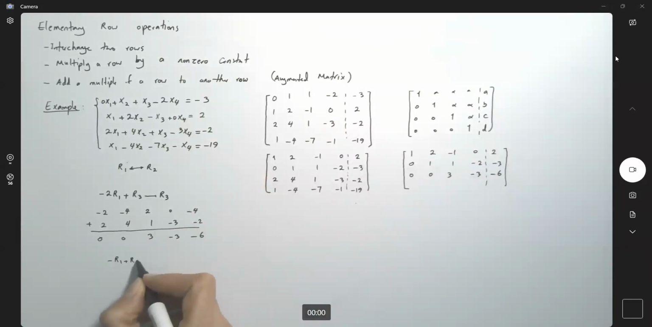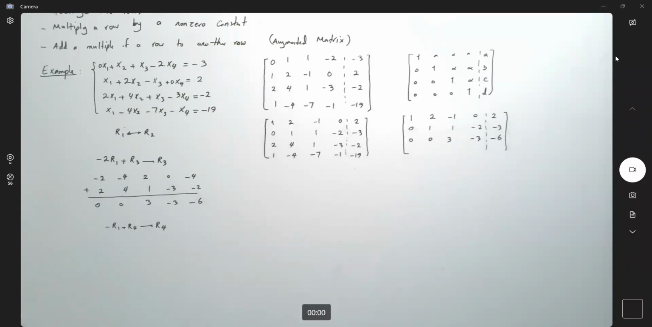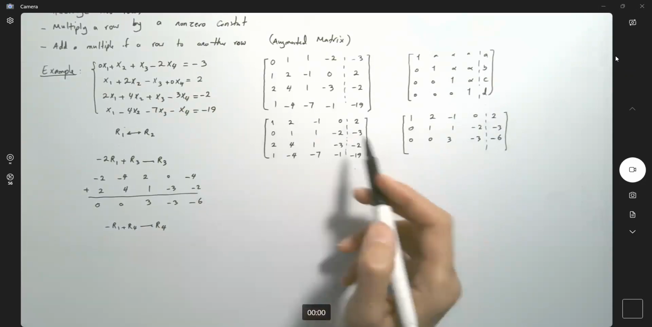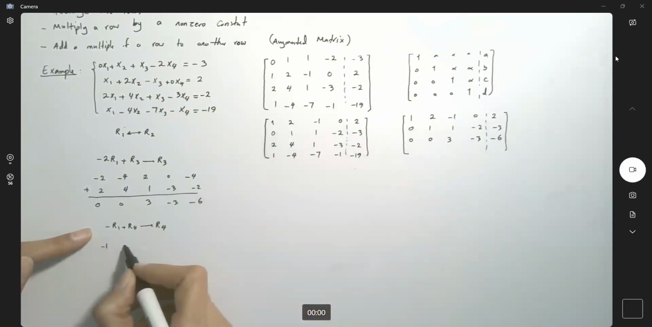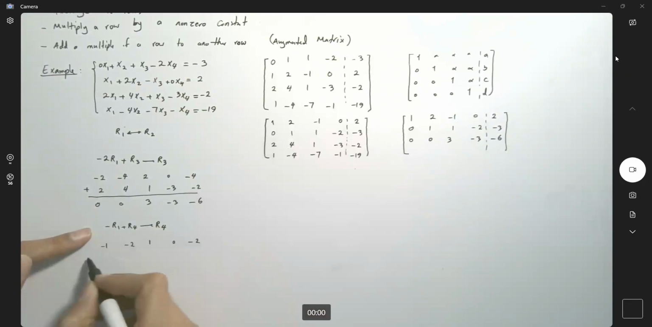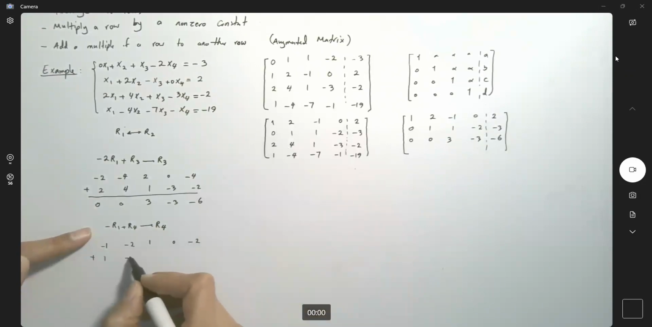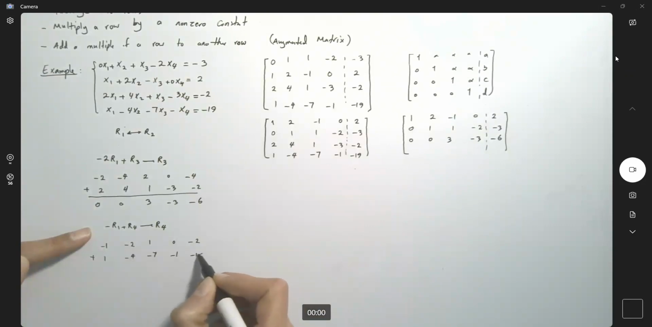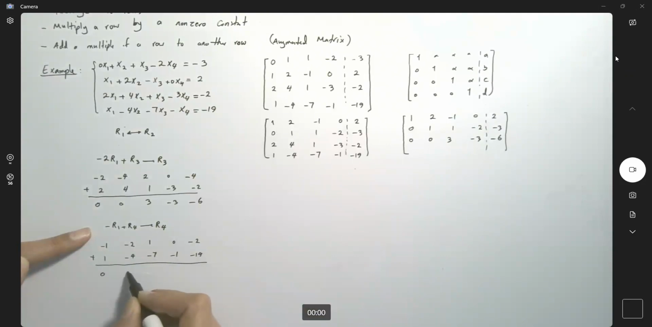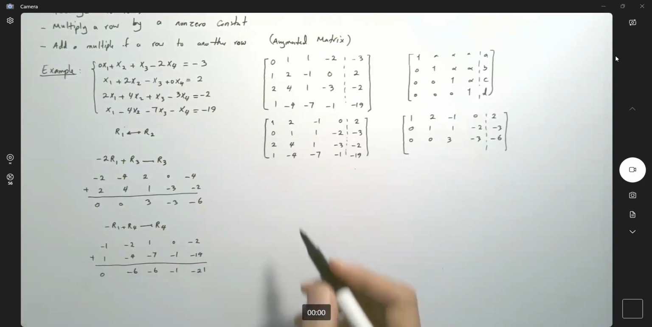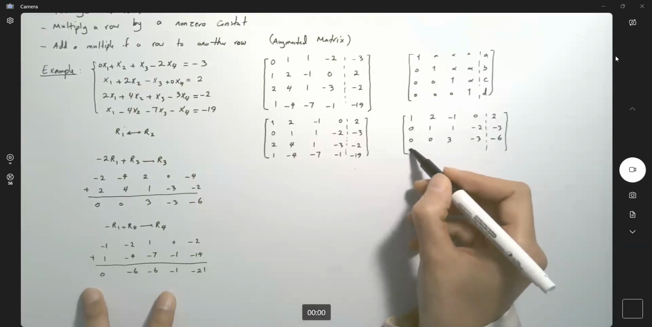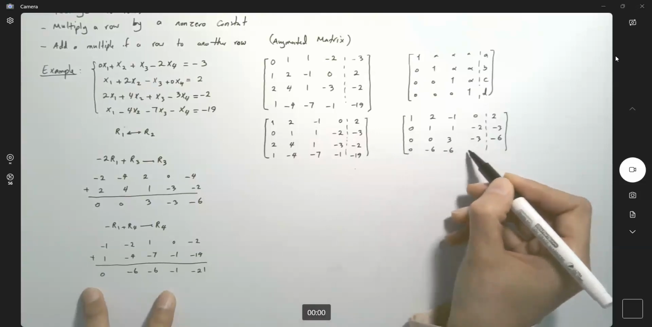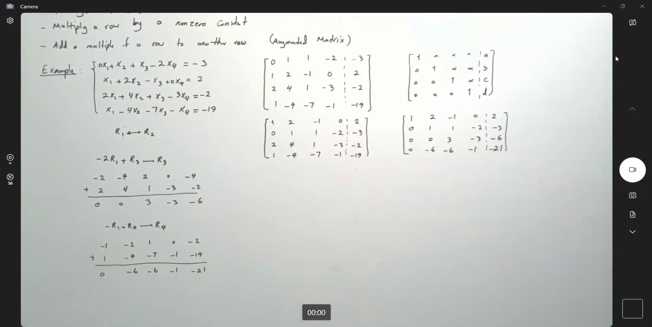Negative R1 plus R4 and replace for R4. Let's move this a little bit up. Negative times R1. Negative 1, negative 2, 1, 0, and negative 2 plus R4, which is 1, negative 4, negative 7, negative 1, and negative 19. This guy becomes 0, negative 6, negative 6, negative 1, and negative 21. Perfect. So my fourth row is 0, negative 6, negative 6, negative 1, negative 21. Very good.